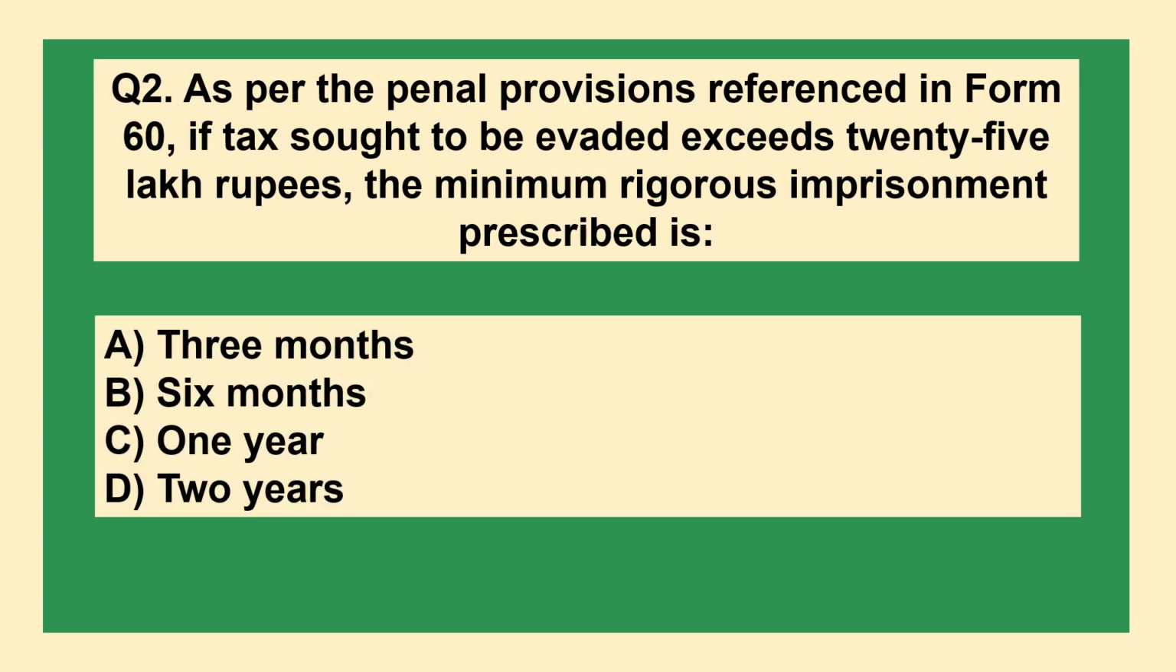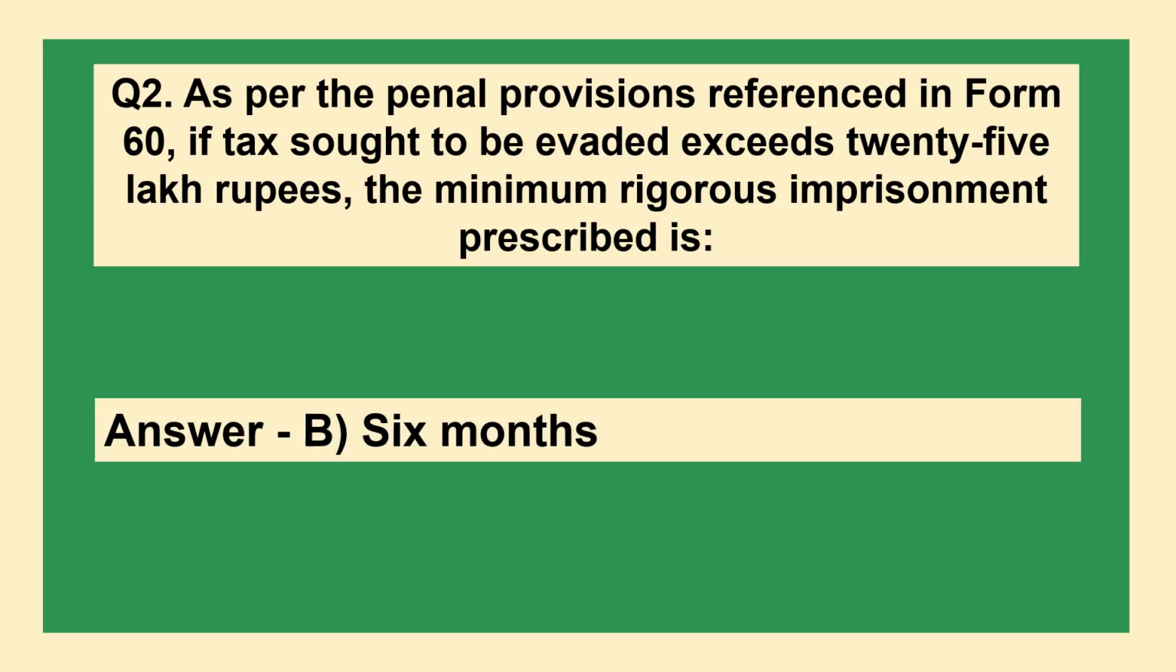Question: As per the penal provisions referenced in Form 60, if tax sought to be evaded exceeds 25 lakh rupees, the minimum rigorous imprisonment prescribed is option A 3 months, option B 6 months, option C 1 year, option D 2 years. Correct answer is option B 6 months.